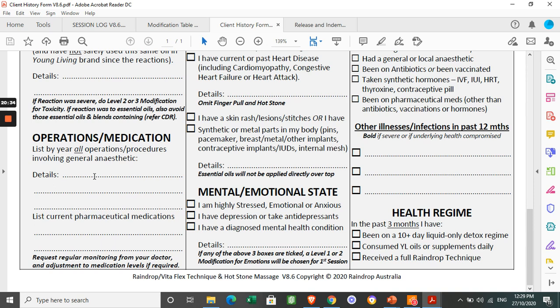Now, I'm happy for you to write on a secondary piece of paper if people have lots of information, remembering they're only going to fill in this client history form once every 12 months. So we want to capture as much detail as we possibly can in this snapshot. The same with current pharmaceutical medications. If they're taking blood thinners and receiving regular treatment like hot stone, raindrop or VitaFlex, we want to encourage them to request regular monitoring from their doctor and adjustment to their medication levels if required, because these beautiful natural alternative therapies have been known to help the body self-heal.